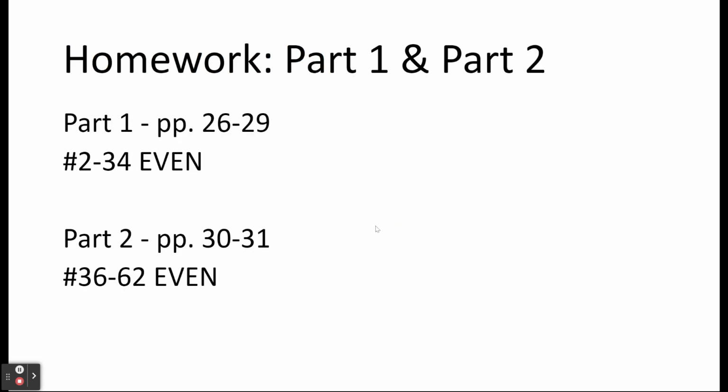So that being said, since there are quite a few problems we're going to work through, we're going to split this homework into 2 parts, part 1 and part 2. Part 1 is on pages 26 to 29. You're doing 2 through 34 even. And then part 2 will be due the next day, and that is number 36 to 62 even.